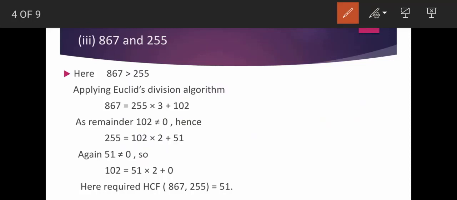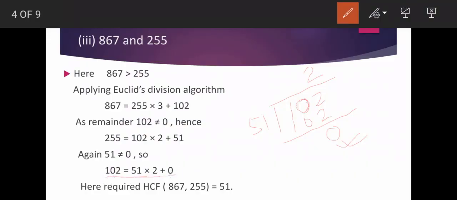So again we have to perform division. 102 should be divided by 51. So 102 when divided by 51, let us see what do we get. 51 twos are 102, and here we got our required remainder, the remainder 0.